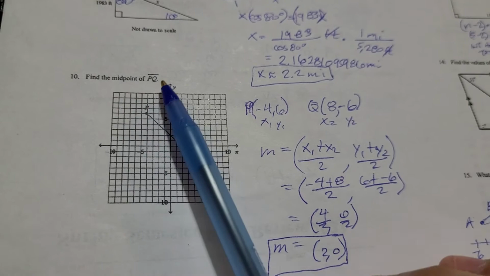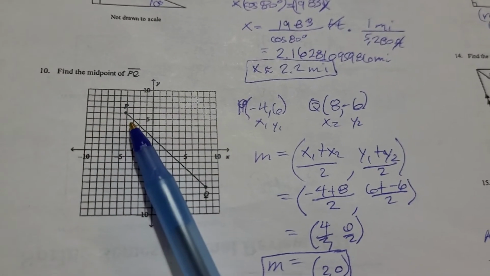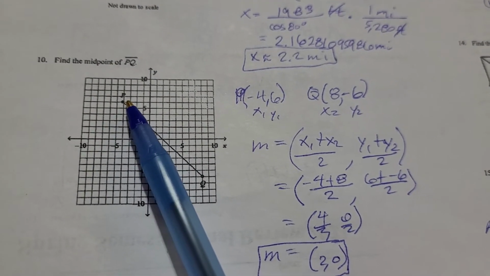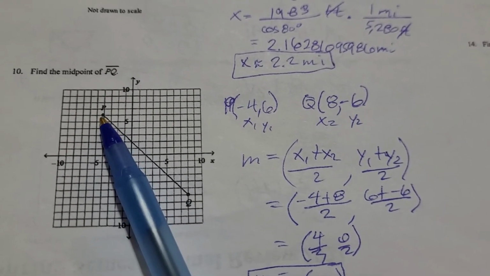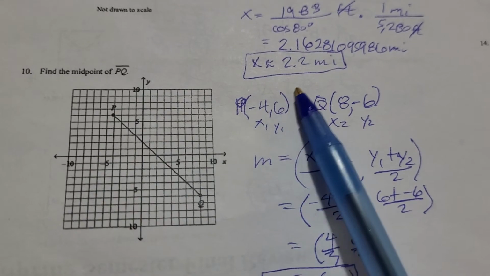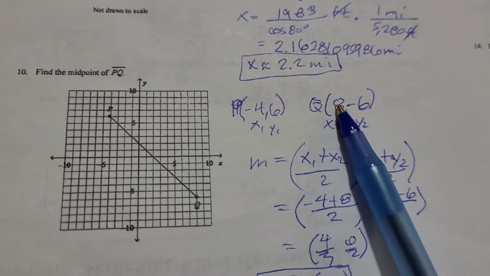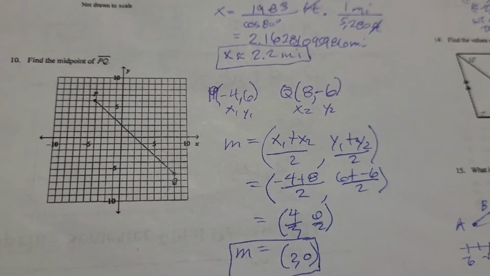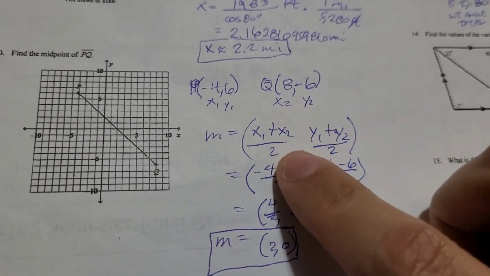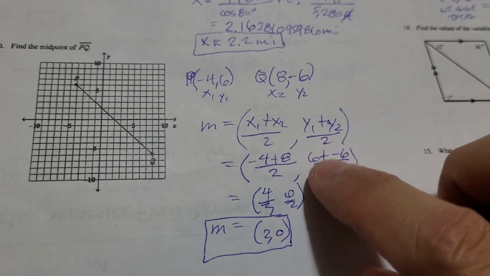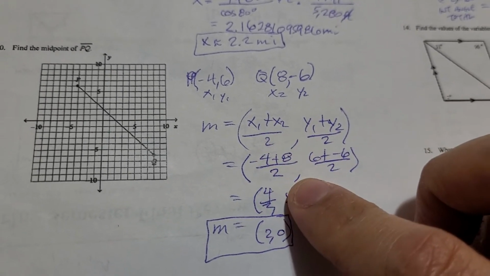Okay, number 10. We're asking for the midpoint. For the midpoint, we're just going to use the formula. This is actually pretty easy. We just need to get the points. Well, this point right here, P, this is at -4, 6, and Q is at 8, -6. So remember, your midpoint is an actual point. You're just adding your x's together. So -4 plus 8 over 2, and you're finding the average. -4 plus 8 over 2.